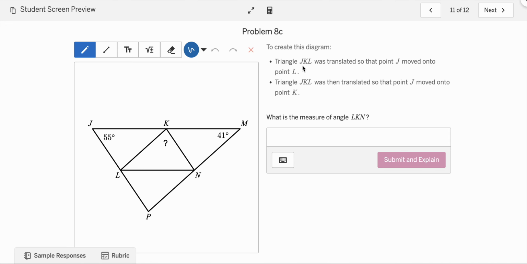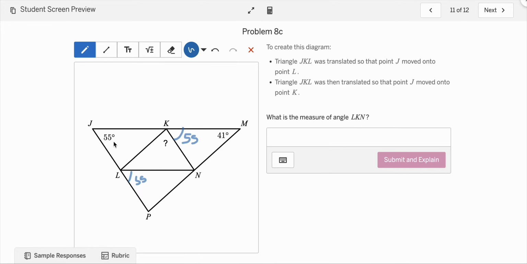To create this diagram, triangle JKL was translated so that point J moved on to point L. Triangle JKL was then translated so that point J moved on to point K. So we already read that. We've already solved that. We also figured out on that first problem that this angle and this angle were both 55 degrees.